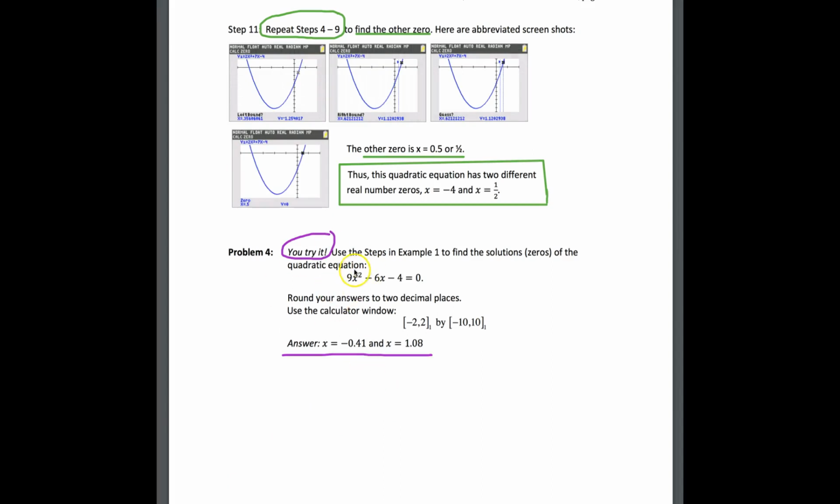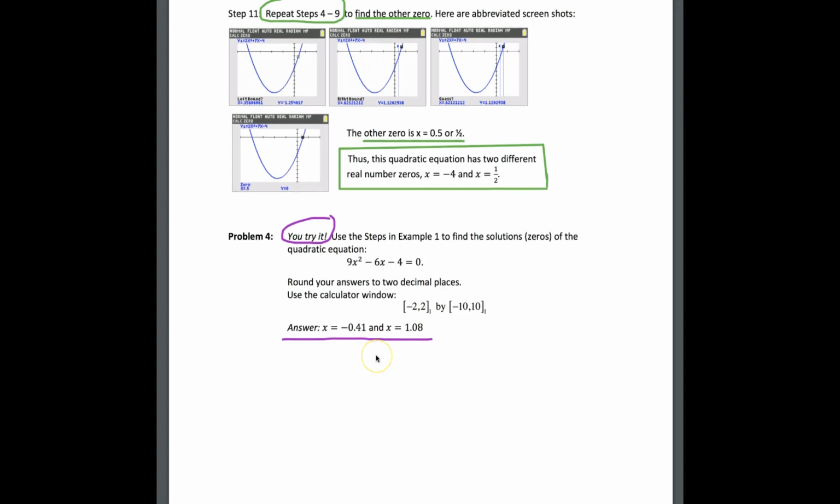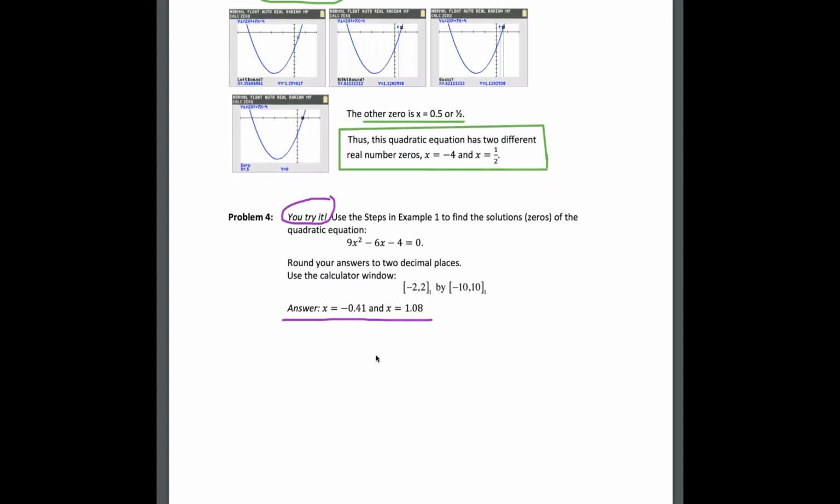I've just left this problem as a you-try-it problem and given you the answer. So make sure you can work through these steps. I gave you the calculator window to get these answers. These answers aren't as nice, right? They're with decimals, so I'm rounding to 2 decimal places.